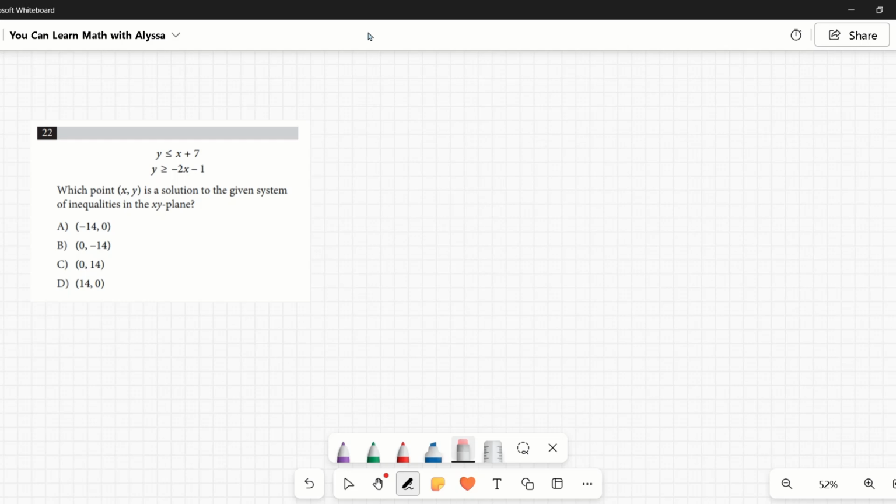That's the maximum number he can purchase. Right, number 22. y is less than or equal to x plus 7, and y is greater than or equal to negative 2x minus 1. Which point (x, y) is a solution to the given system of inequalities in the xy plane?